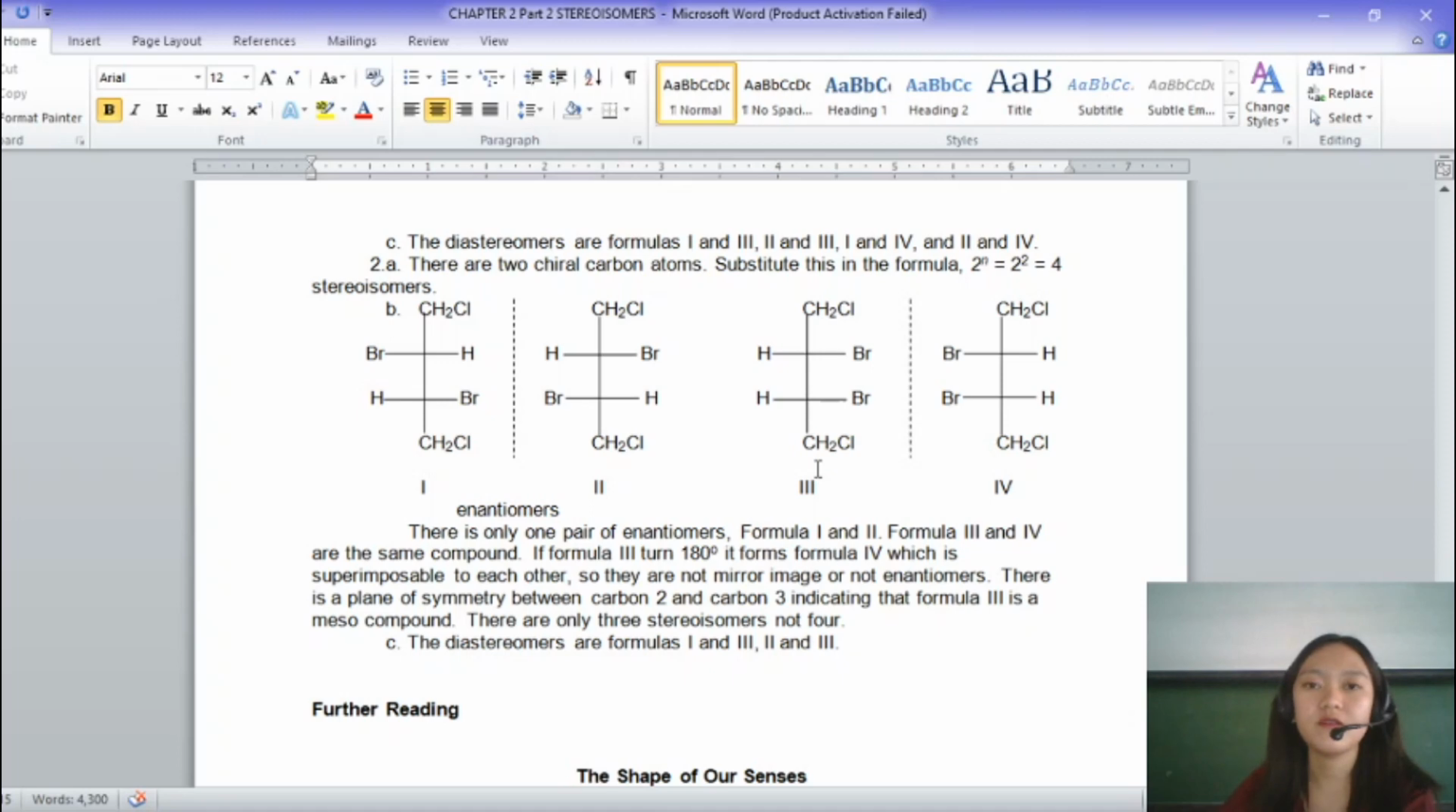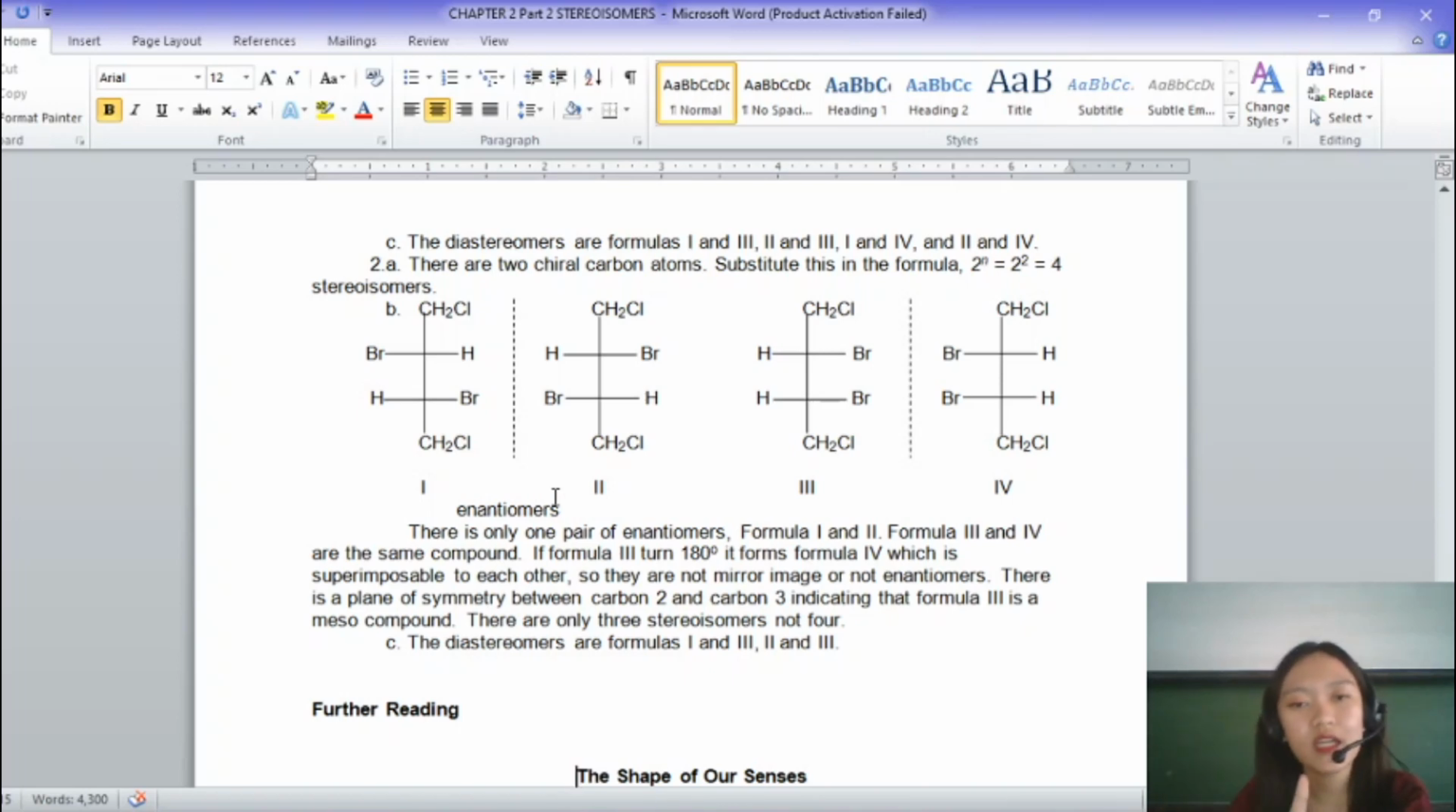And then, you have 2 pairs lang ng diastereomers. Kasi nga, isang pair lang man ng enantiomer. So, times 2 kasi ang diastereomers natin. So, if 2 pairs of enantiomers, 4 ang diastereomers.